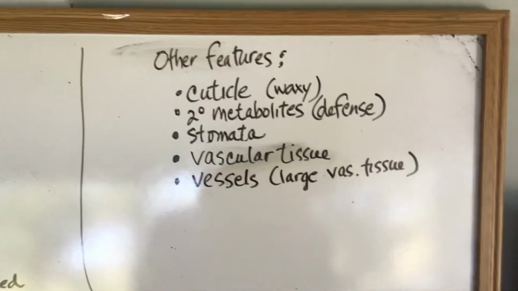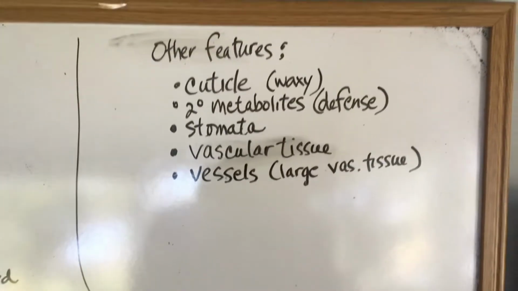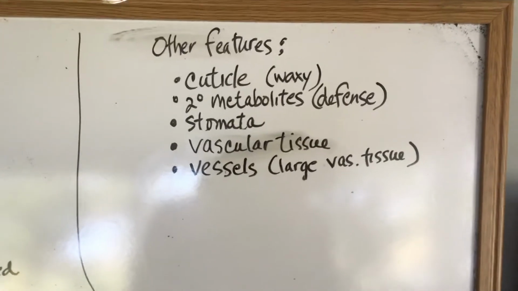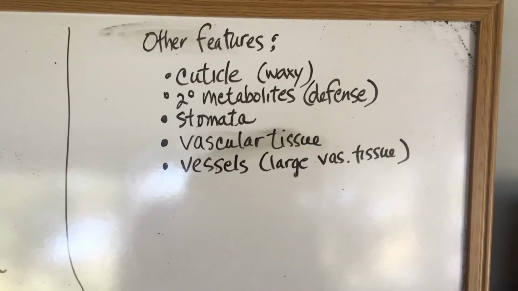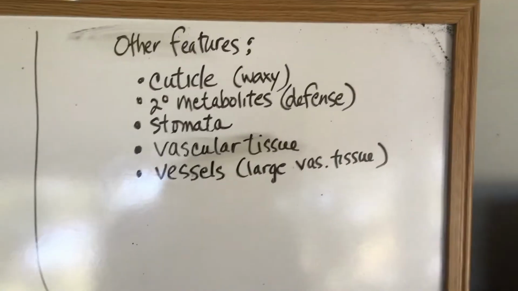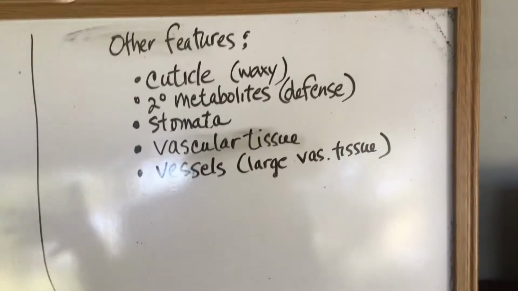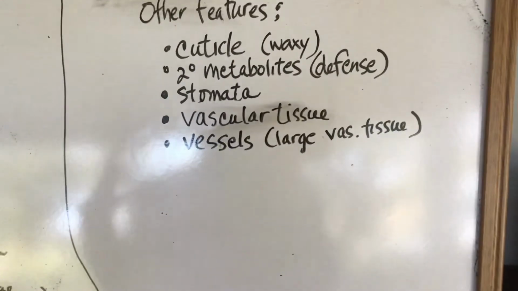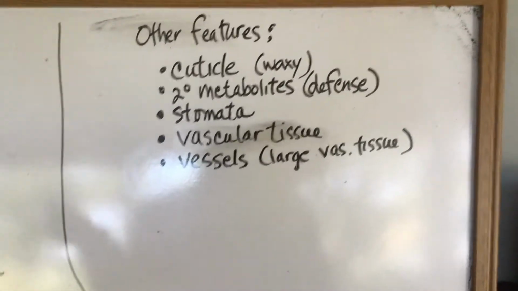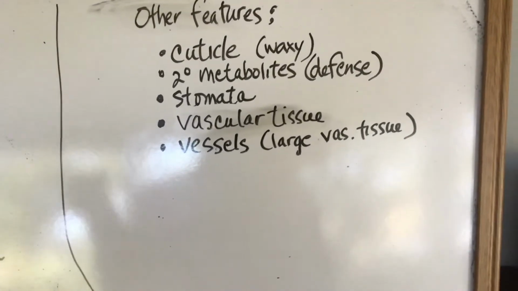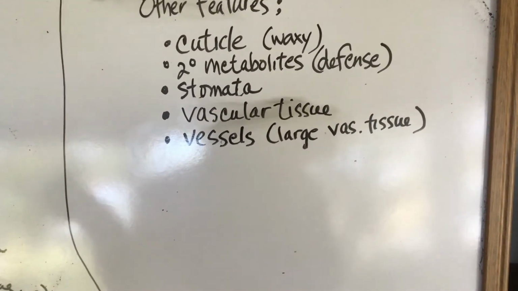Okay, so some other features of land plants are cuticle. So cuticle is a waxy substance that covers the whole outside of the plant. So as you have these multicellular structures, you're going to have this covering, and in order to allow gases to go in and out of the covering, you have to have stomata. So stomata are openings in this covering, and we'll talk more about that later.